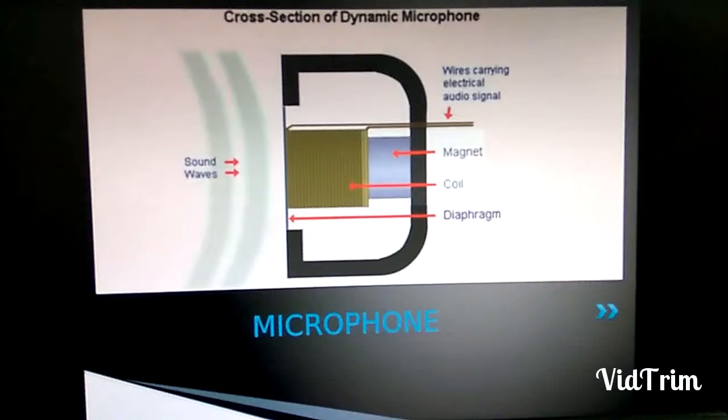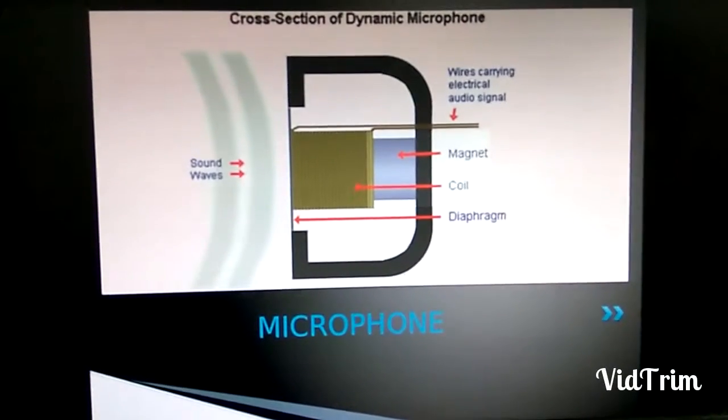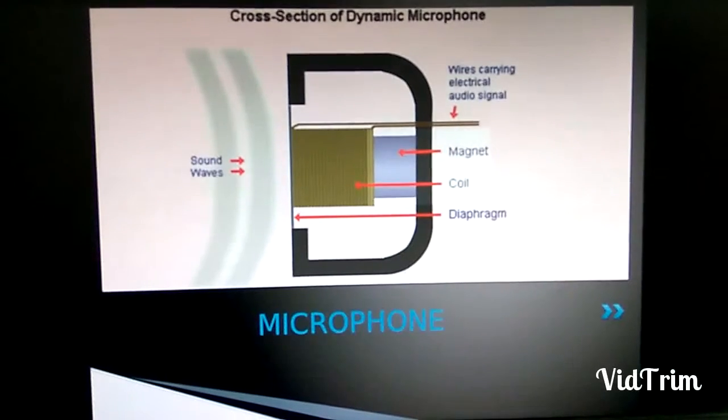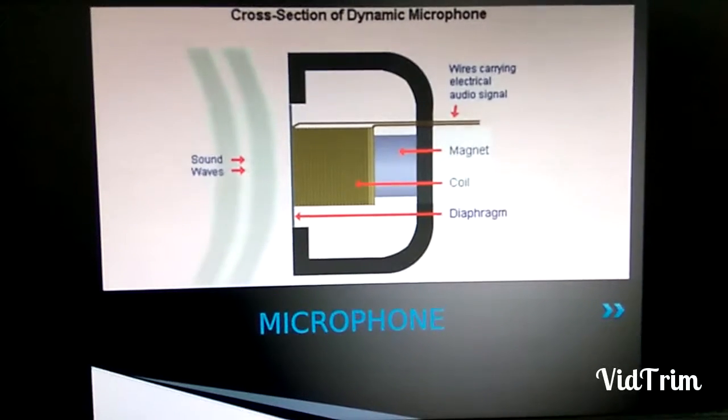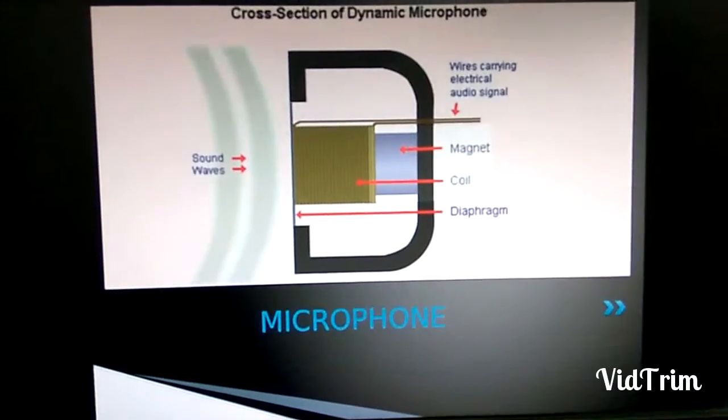This is the cross section of a dynamic microphone. Sound waves produced strike the front surface of the diaphragm, causing vibrations. These vibrations are converted into electrical impulses and are carried by wires.